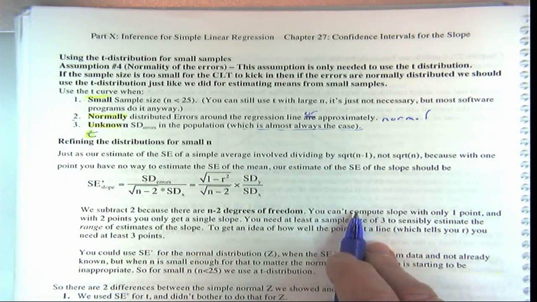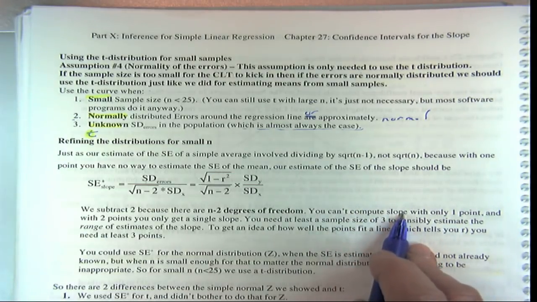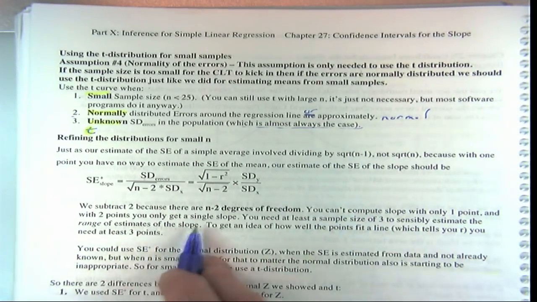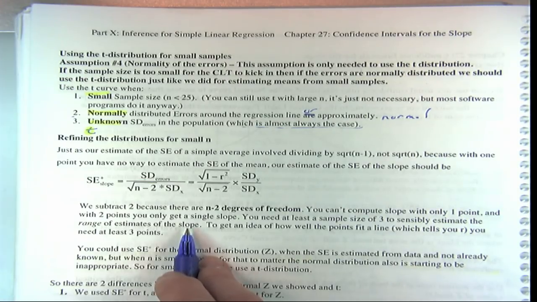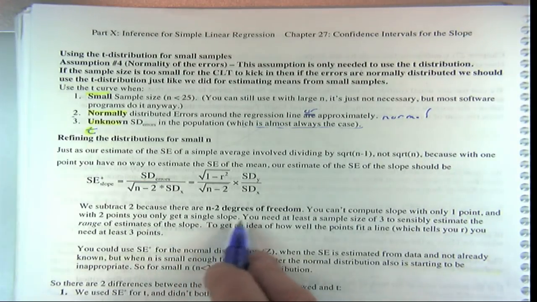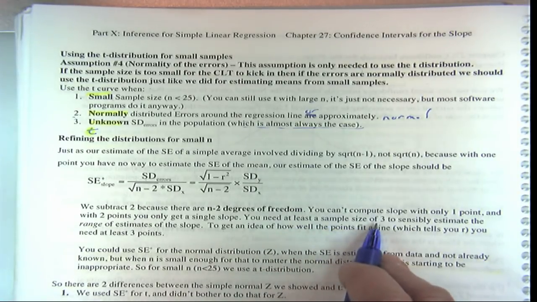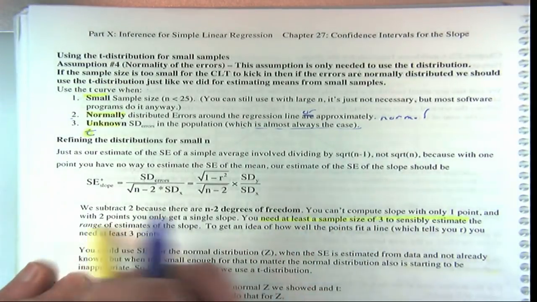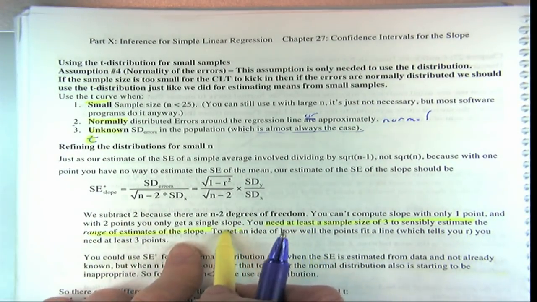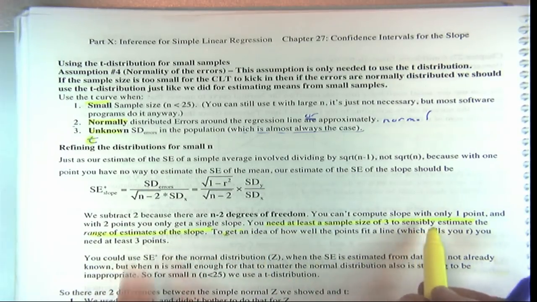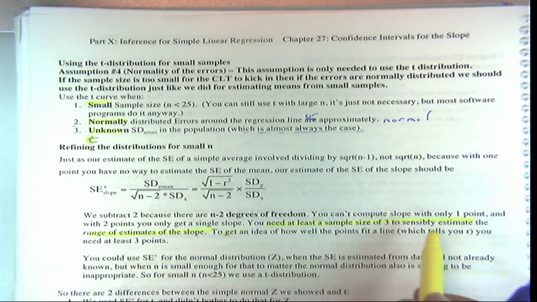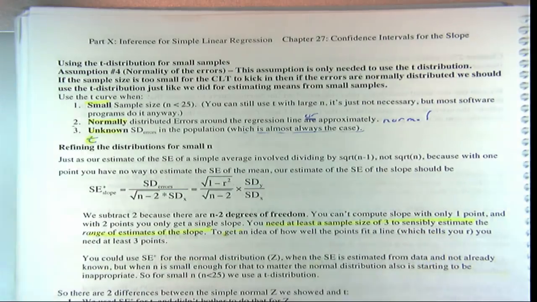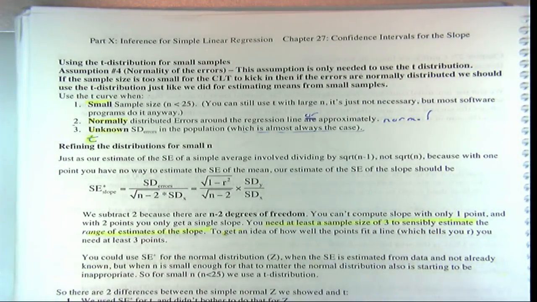Why? Because now, you know, you can't compute a slope. You can't even get a line with 1 point, so you need 2 points to determine a line. But to get the error around that line, just like with 1 point you can estimate the mean, with 2 points you could estimate the slope. But to get the error around it, you need at least a sample size of 3 to sensibly estimate the range of estimates of the slope. To get an idea, you need at least 3 points. Otherwise, you're just going to get the same slope and you won't see any error around the slope. All right? So you need at least 3 points.